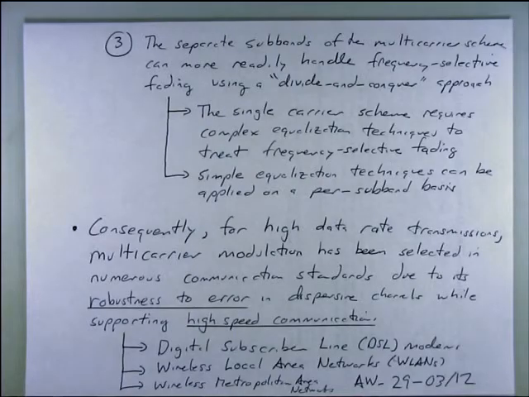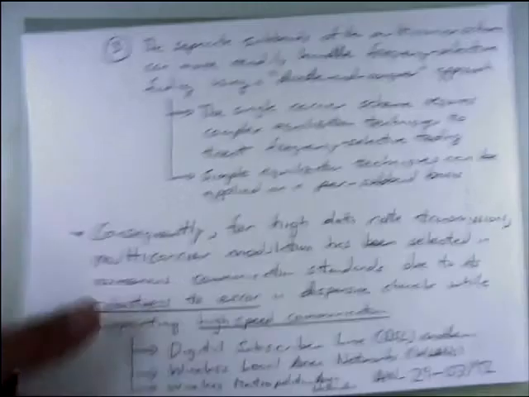So this divide and conquer strategy, the way it lays out the information in frequency and time, is great because it's used in DSL modems. How many people here use DSL? No. How many people here use wireless local area networks? Probably everyone. And wireless metropolitan area networks? Not so many, right? No one uses 802.16 anymore. I think LTE beat that pretty much. Too bad, wireless MAN.